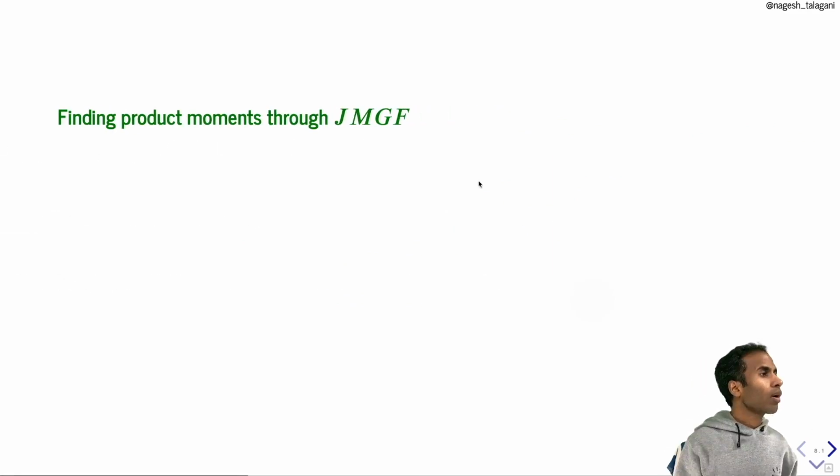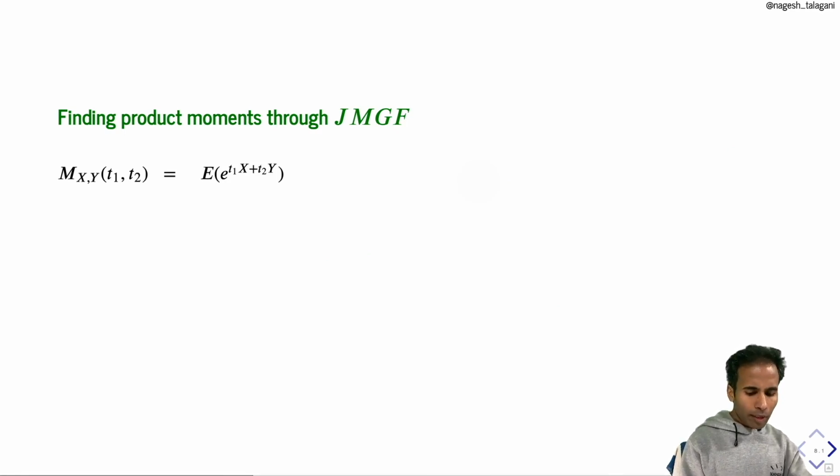Next. Finding product moments through joint MGF. What is joint MGF? Mxy(t1, t2) equals expectation of e power t1x plus t2y. Let's perform partial derivative of order r plus s, with respect to t1 r times and with respect to t2 s times.